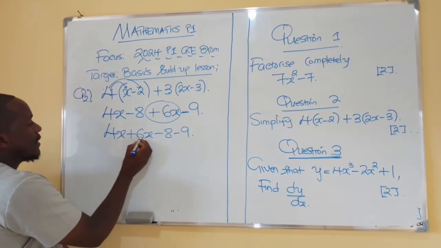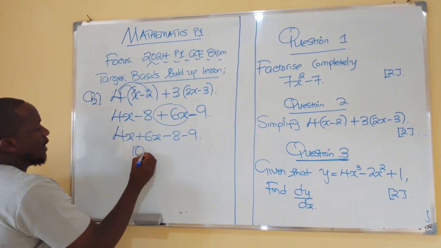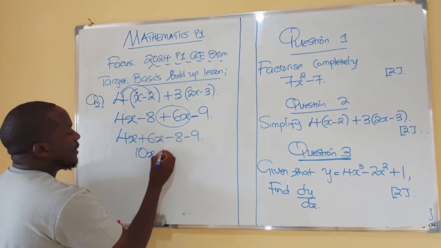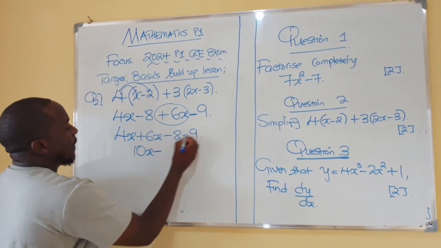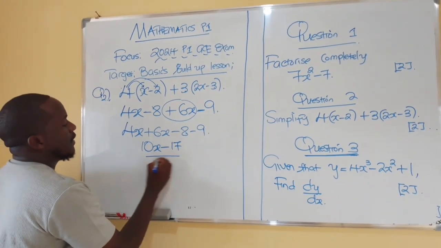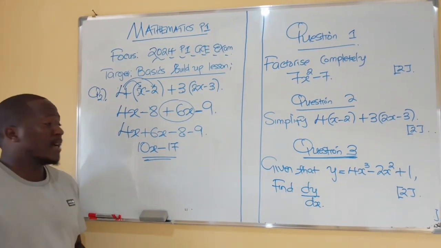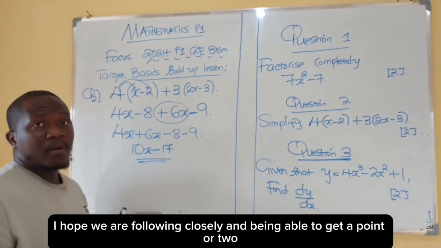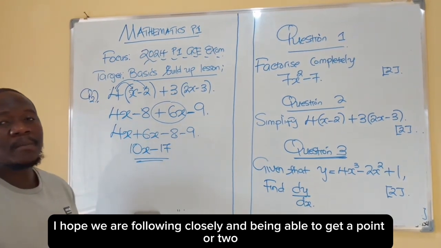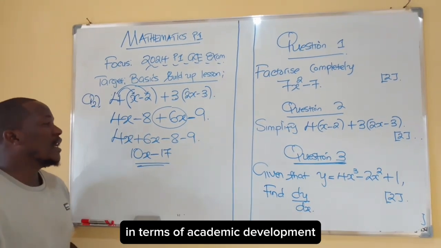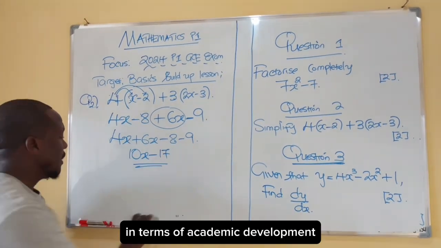Then we're going to say 4 plus 6, this one is going to give us a 10x. Then the signs are the same, we pick a negative. 8 plus 9, this one is going to give us 17. So which means that is the answer, which is 10x minus 17. I hope we are following closely and being able to get a point or two in terms of academic development.